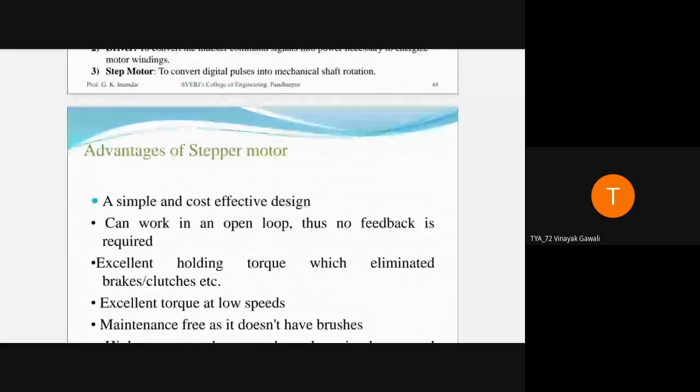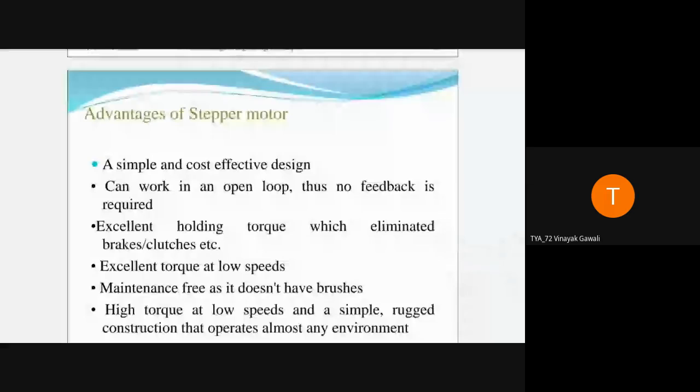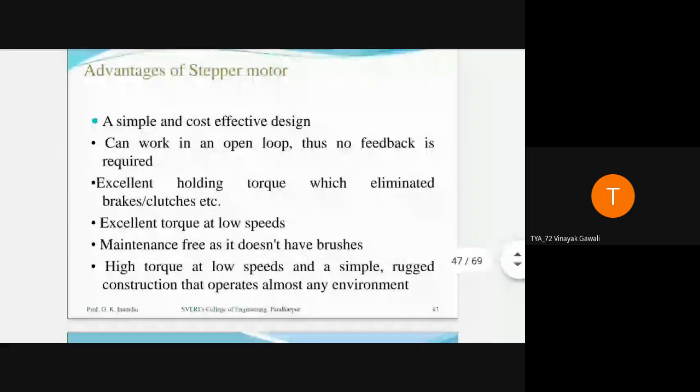So, advantages of the stepper motor: a simple and cost effective design. It can work in open loop, thus no feedback is required. In open loop systems, we have taken the example of the stepper motor. Excellent holding torque, which eliminates brakes.